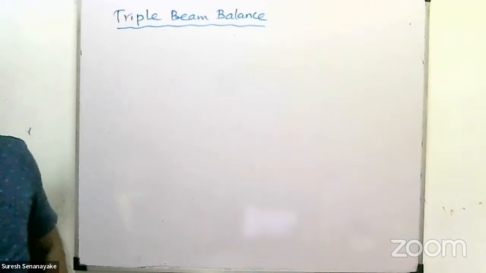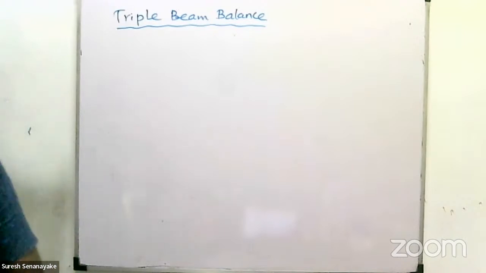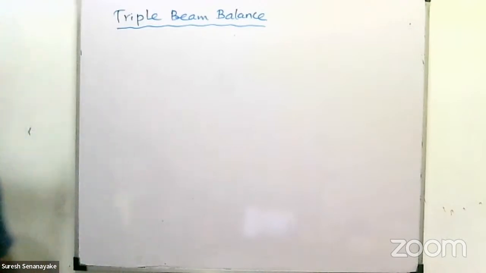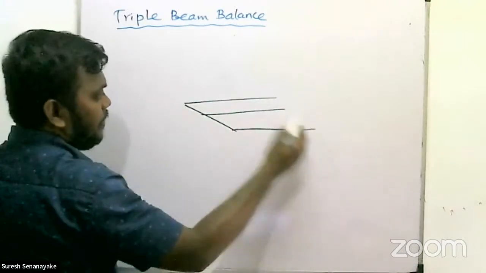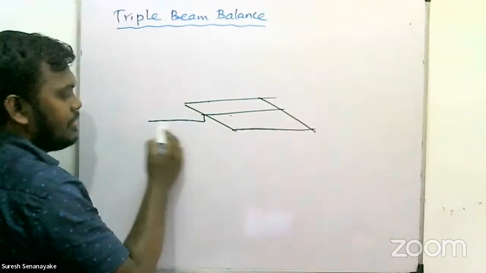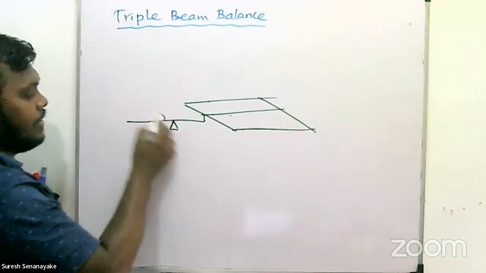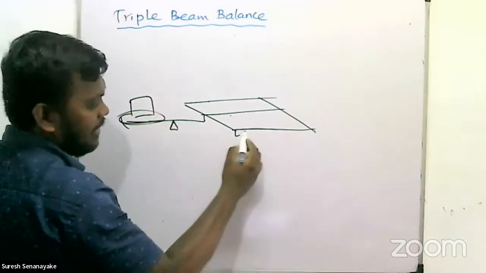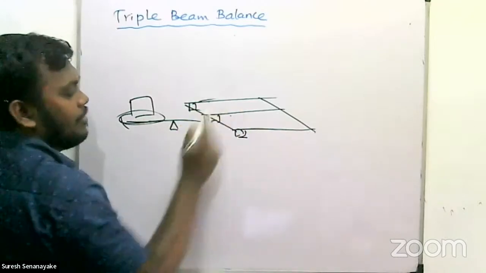Okay, I will draw the figure. Simply, I say that there is a beam. The one beam is divided into three, split into three parts like that. And this beam is pivoting somewhere here. So you can place a weight pan there, to place the weights. And the sliding weights are on these beams. They can slide, right?